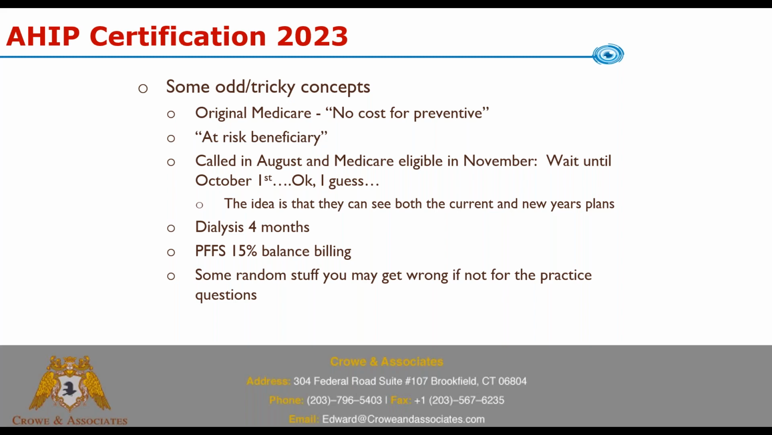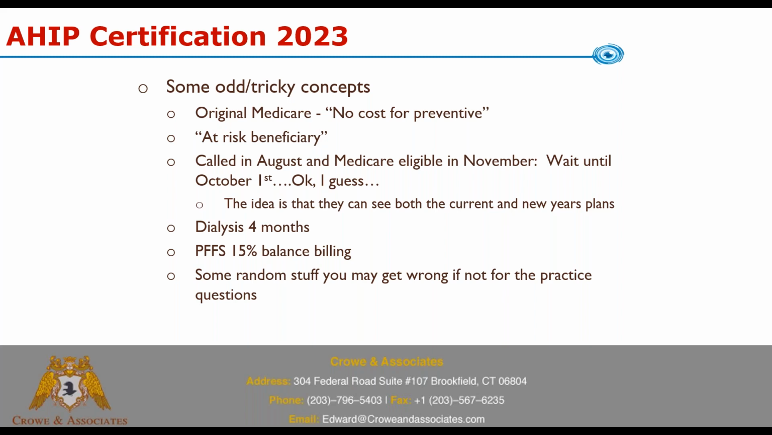There's another question on there, and I'm sure it'll be on there again this year. You called in August and the person's Medicare eligible in November. So they called you in August, they're eligible in November, and the answer is wait until October 1st. Didn't make much sense to me, because I would have said when they called in August, they were turning 65. The answer is not to write them in August. It's to write them October 1st, and I guess that way they can see what the plans are going to look like in January. Anyway, I thought it was a tricky question.